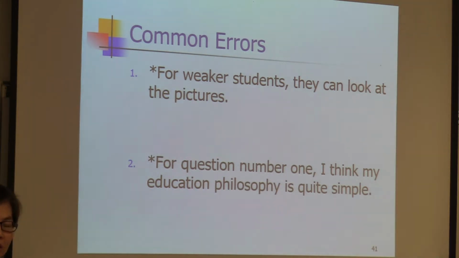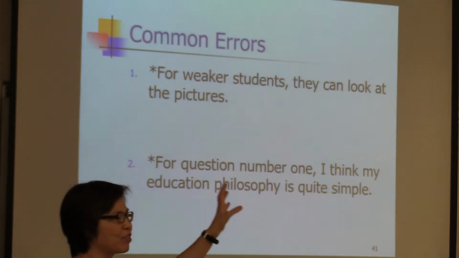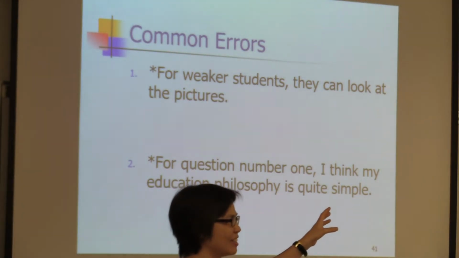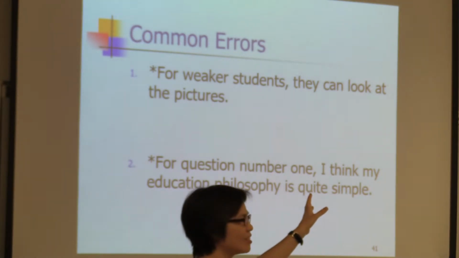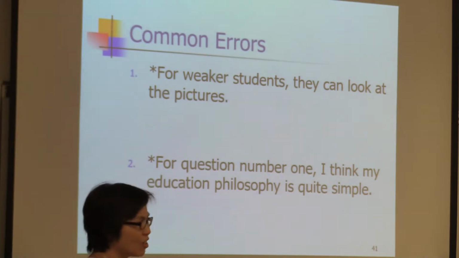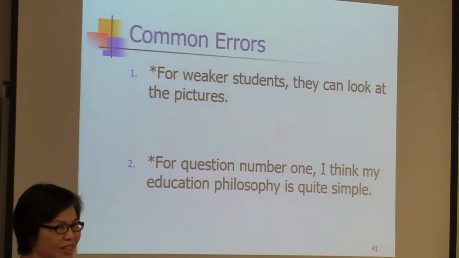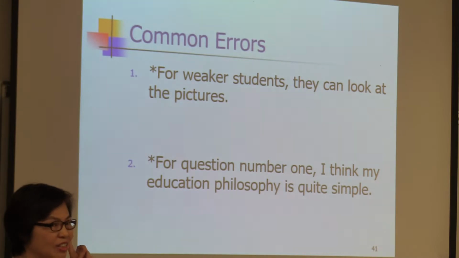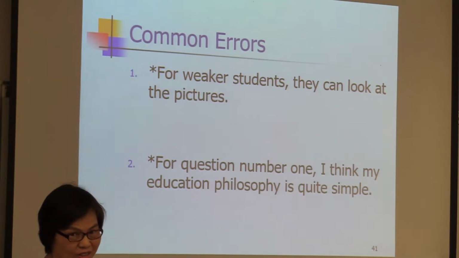Okay, common errors. What's the error here? Among Hong Kong students, sometimes we make this kind of mistake. You say, for weaker students, they can look at the pictures. In Chinese, we like to have the topic at the beginning. Yeah, for weaker students, that's the topic. But it's wrong. It's not grammatical. What should you have said? Weaker students can look at the pictures.